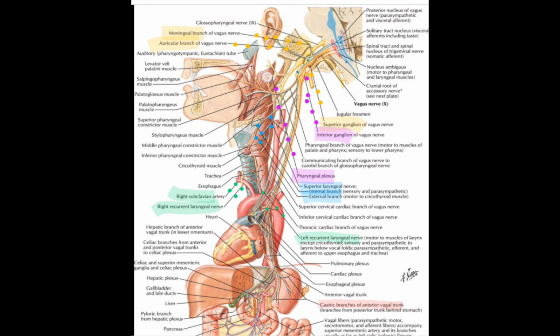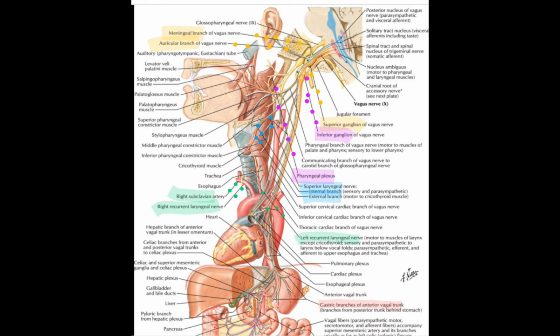The pharyngeal plexus will be supplying all the muscles of the pharynx and soft palate, except which muscles? Stylopharyngeus and tensor veli palatini. Okay. Then after that, it will give branches to the carotid body.